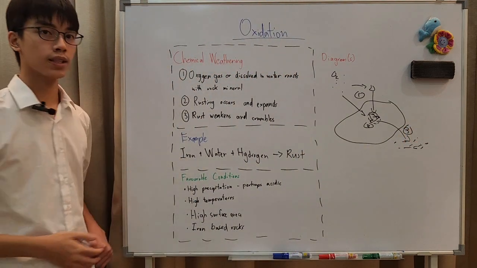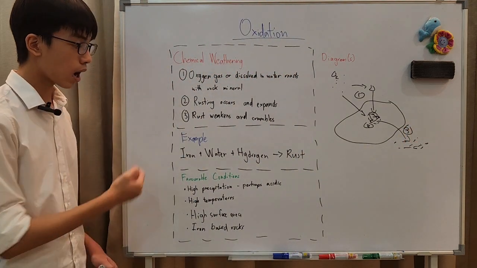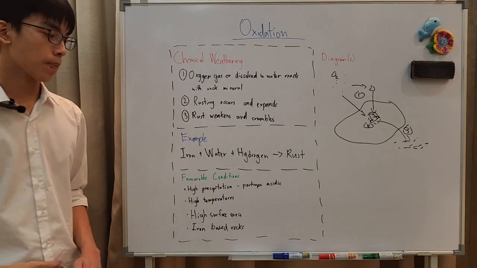So here's an example of oxidation. It's also known as rusting. So iron plus water plus hydrogen becomes the rust.